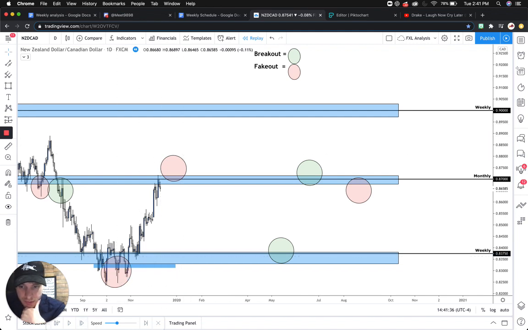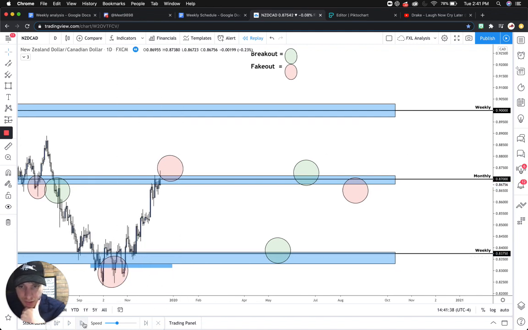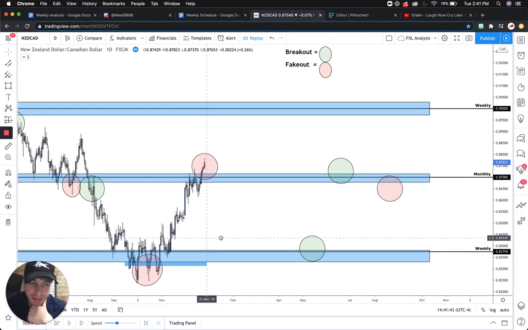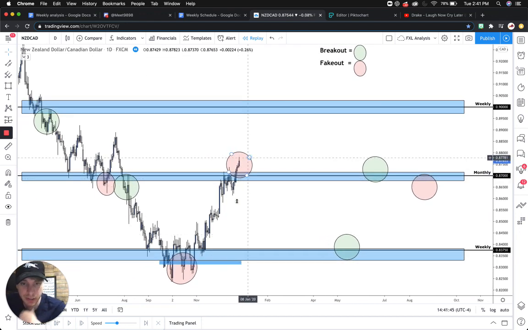Okay, we're at the monthly zone now, right? Let's see if it's going to break or bounce. Okay, gives us a higher low. It pushes through the zone. Are you going to enter on that? Are you going to enter on just the first break? No, we're not. We're going to wait for a higher low in this scenario.